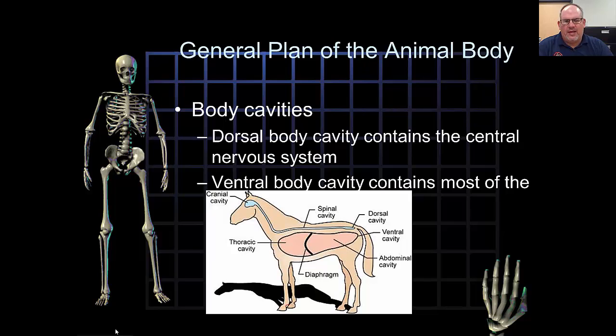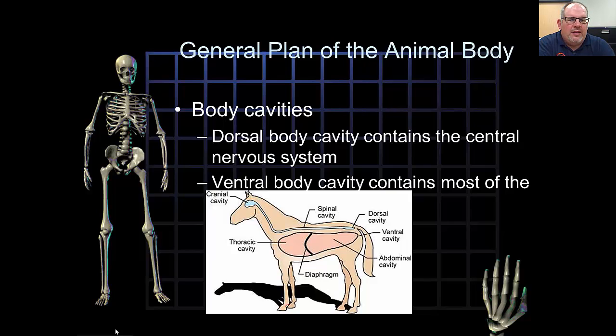So when we look at body cavities, there's two of these cavities, and the first one is what we call the dorsal body cavity, and that's because it's towards the back. And the dorsal cavity is going to hold the brain and spinal cord. So it's pretty much in the skull and runs down the spinal cord, and that's all it does in the dorsal cavity, it holds the brain and spinal cord.